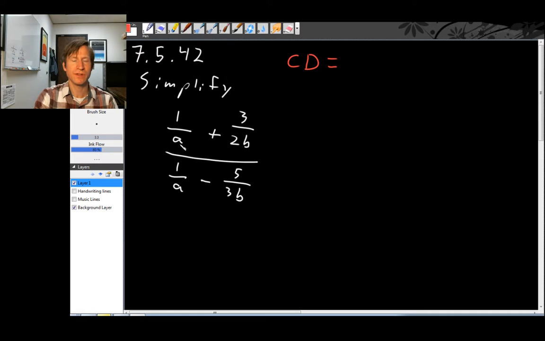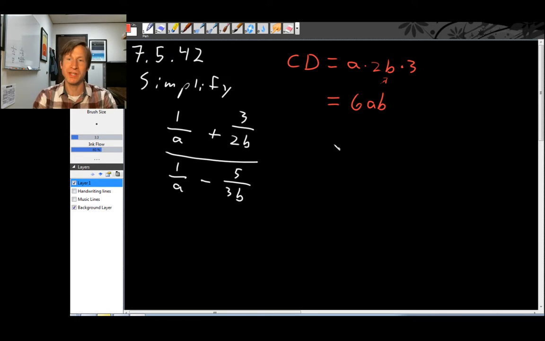In the upper left rational expression, the denominator is a, so for a common denominator we need a. In the upper right, there's a 2b, so we'll need a factor of 2 and a factor of b. In the lower left, we need a factor of a. We already have a factor of a. We don't need another one. And then in the lower right, we need 3b, so we need a factor of 3 and a factor of b, but again, we already have a factor of b. We don't need another one. So the common denominator we would use is 2 times 3, so 6ab.